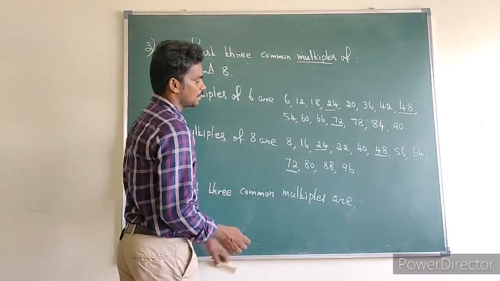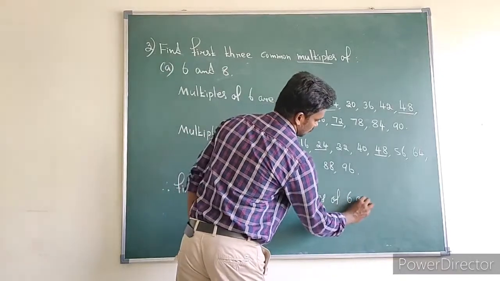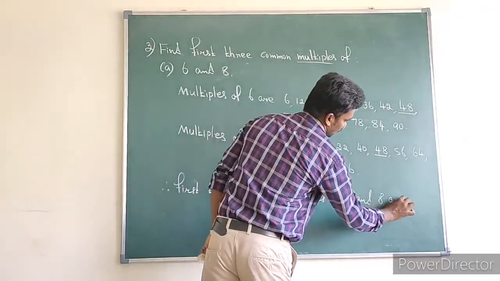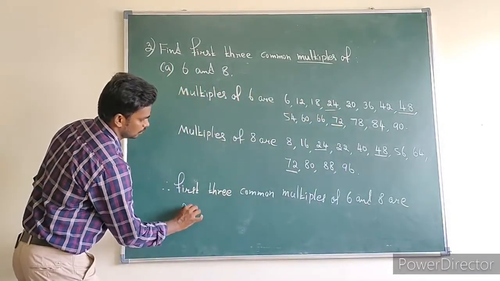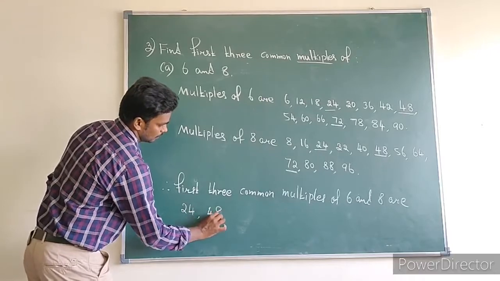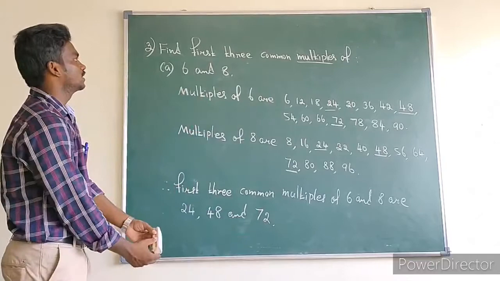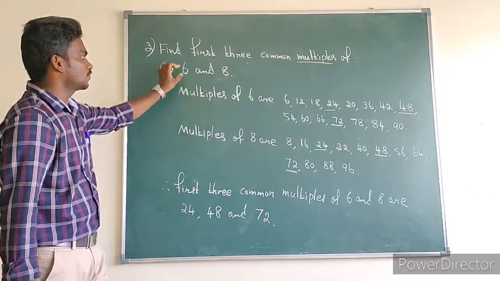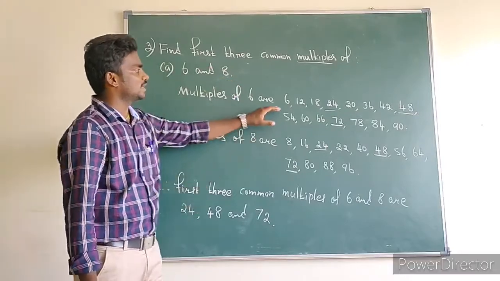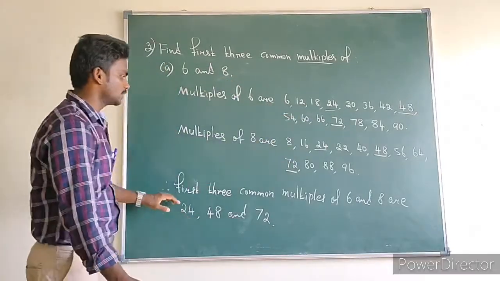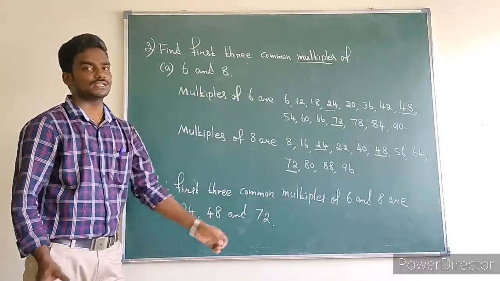So the first three common multiples of 6 and 8 are 24, 48 and 72. How to find this? 6 and 8 are given. First we find the multiples of 6. Next we write the multiples of 8. Then we compare for the common multiples. That means the first three common multiples of 6 and 8 are 24, 48 and 72.